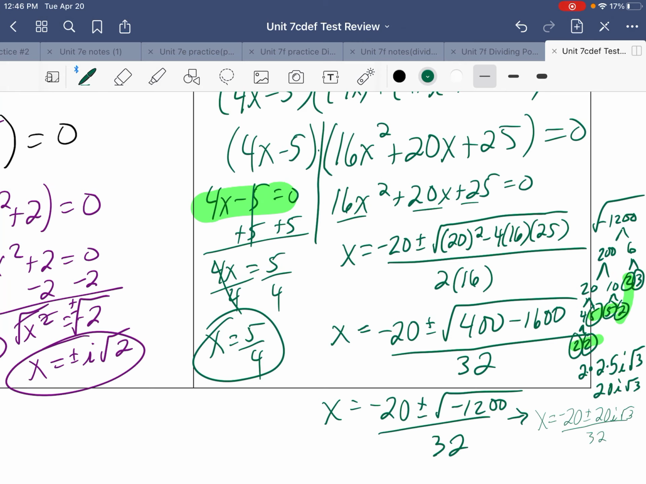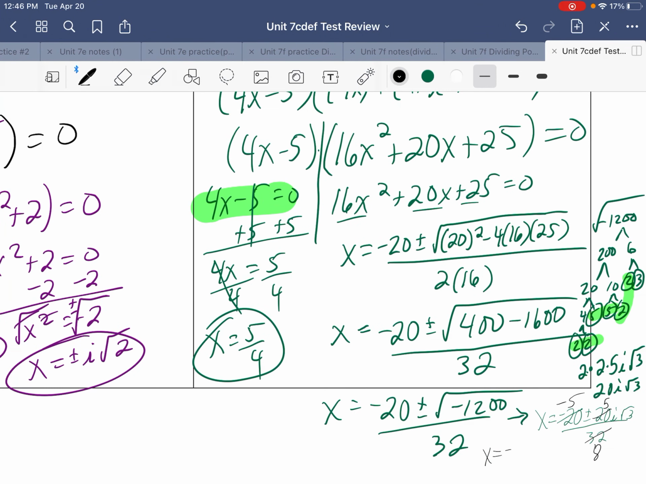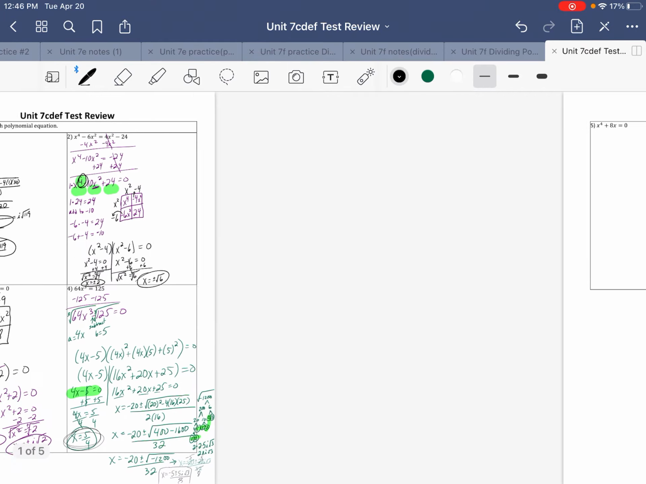Looking to simplify. They're all divisible by 4, I think is the biggest. Yeah. So dividing each term by 4, you'll get negative 5, 5, and 8. And I'm running out of room. x equals negative 5 plus or minus 5i square root of 3 over 8. And give yourself a high five if you followed all that. Well, there's 2 answers there. There's also, don't forget about the third answer, 5/4. So that is all of 7C.